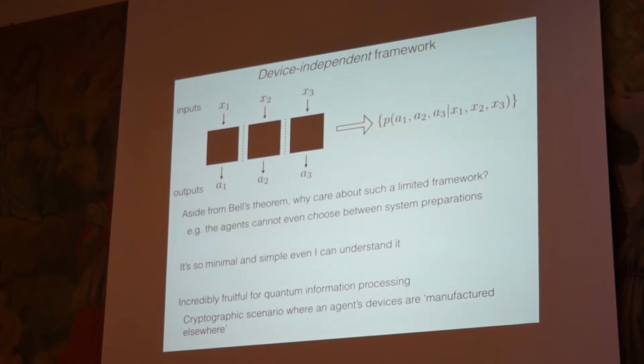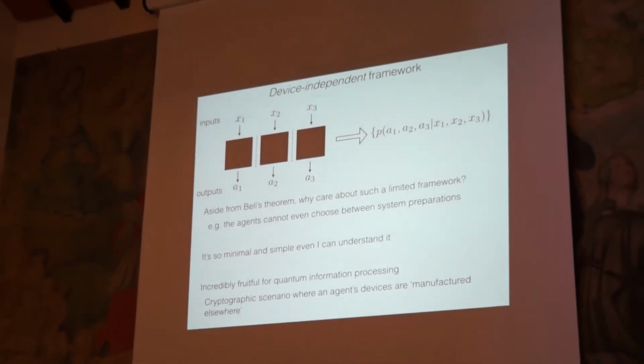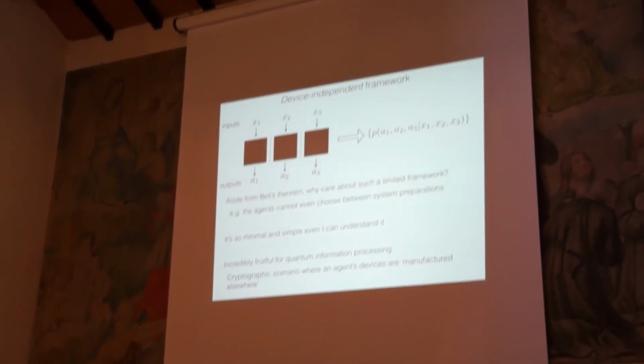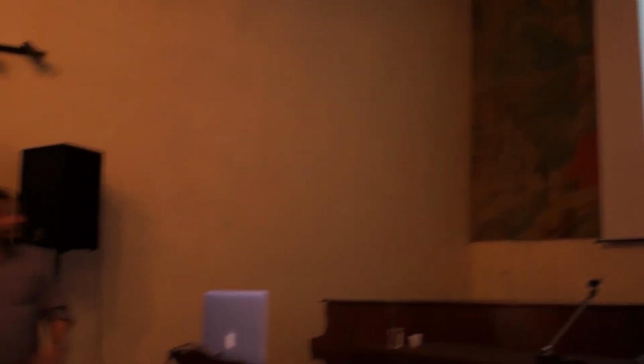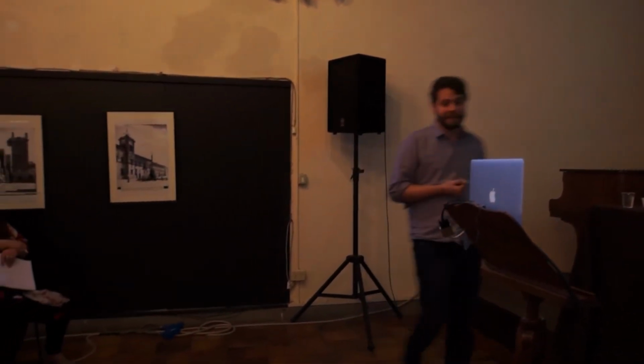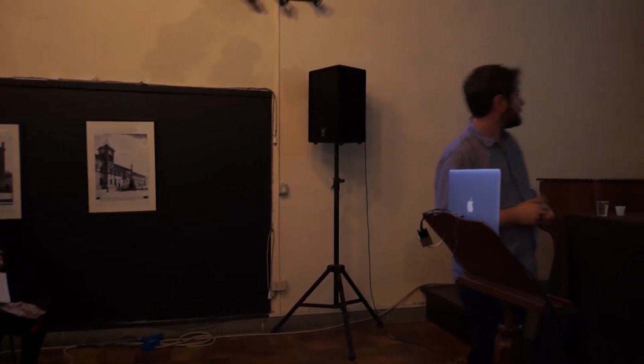And aside from the fact that this is a Bell setup, and Bell's theorem is obviously of great foundational importance, why care about such a limited framework? I mean, the agents don't even have access to the systems that they can prepare, right? They just have these black boxes. Well, one reason why I really like it is because it's so minimal and simple that even I can understand it. So I can actually follow what's going on, and I don't have a very sophisticated mind, so it's great. I like that you just plug things in and get things out.